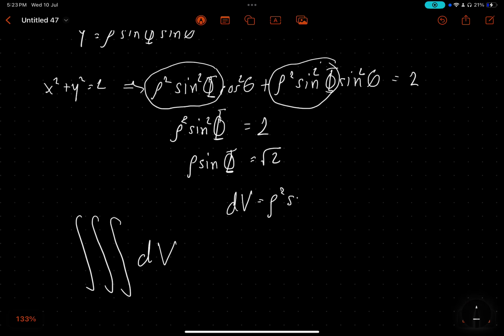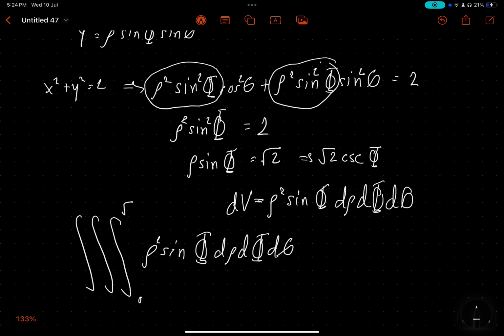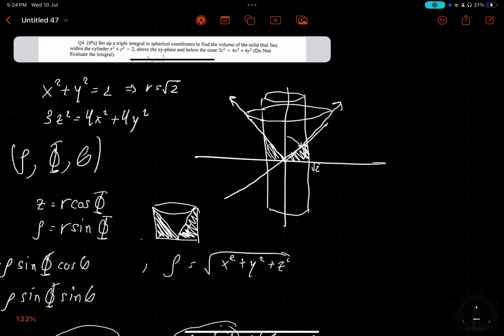And now for rho, it's gonna be from 0 and it's gonna go up to root 2 cosecant phi. So root 2 cosecant phi, that's our rho. And then for our phi, so phi is gonna go from this point, and we're gonna find it using the cone.